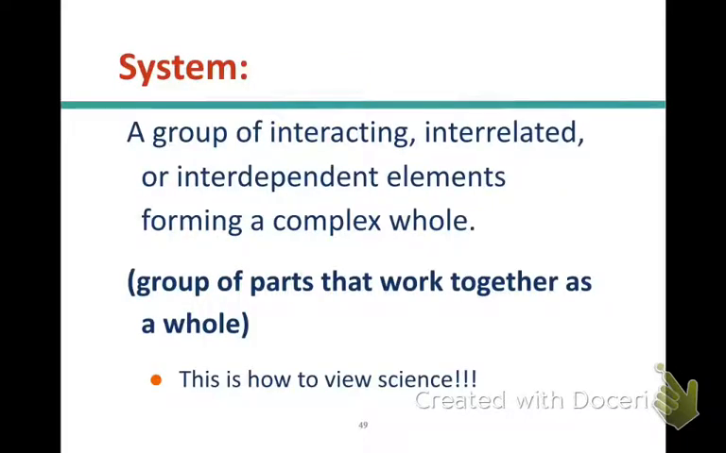Okay, a system, the complicated definition, is a group of interacting, interrelated, or interdependent elements forming a complex whole. So the only thing you need to write down is the bolded stuff. Remember, if it's not bolded, don't worry about writing it. So the simple definition of that is a group of parts that work together as a whole.